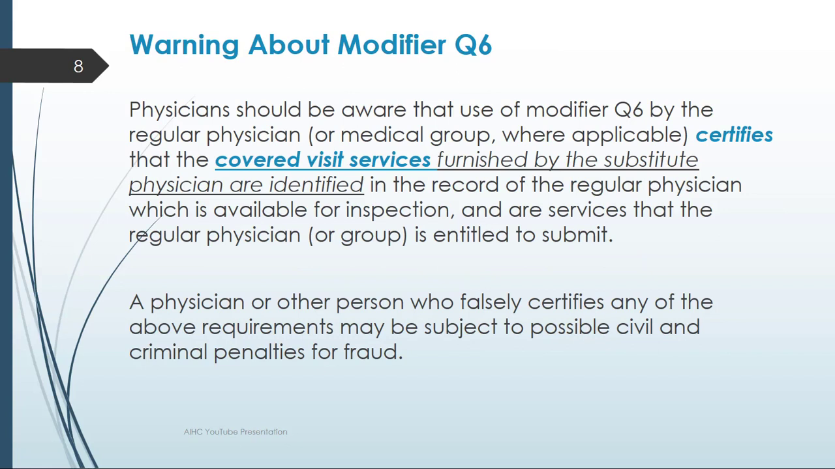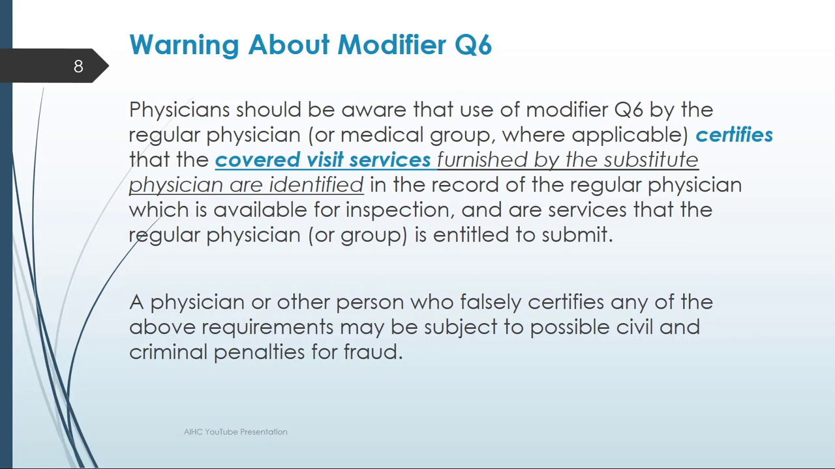CMS warns that billing modifier Q6 means the physician or group certifies that the covered visit services furnished by the substitute physician are identified in the record of the regular physician and available if requested upon audit by CMS. A physician or other person who falsely certifies any of the above requirements may be subject to possible civil and criminal penalties for fraud.